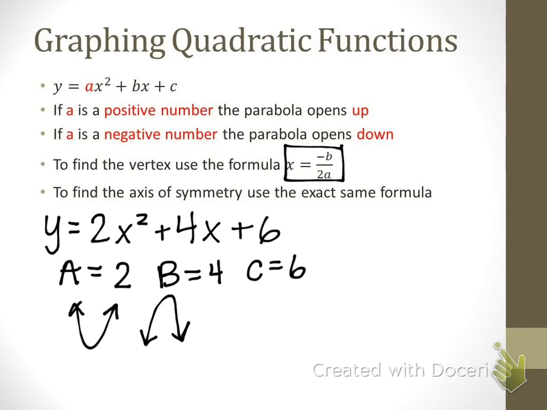Okay, so let's find the vertex of this function that I just gave you. Let's plug in our numbers. x equals negative b. I know that b is 4, so negative 4 over 2 times a, which is 2. I get negative 4 over 4, which is equal to negative 1. Now, a vertex is a point on the graph, so it's a coordinate.